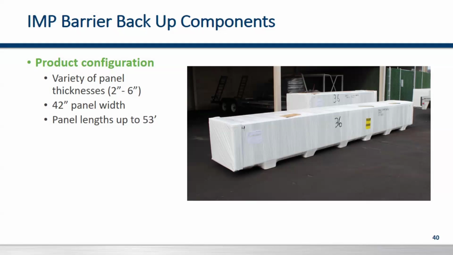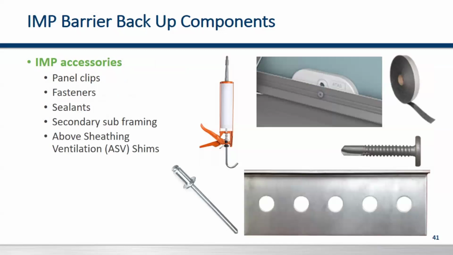Instead of having draped plastic and auxiliary heaters, when the building's already dried in with the insulated metal panel, crews can continue working. Now, one very important aspect is the accessories that go with the insulated metal panels. There are sealants involved with insulated metal panels. Of course, your fasteners and your panel clips. Some framing, usually half channels, would be needed. And then in some considerations, you may have some above sheeting ventilation shims.